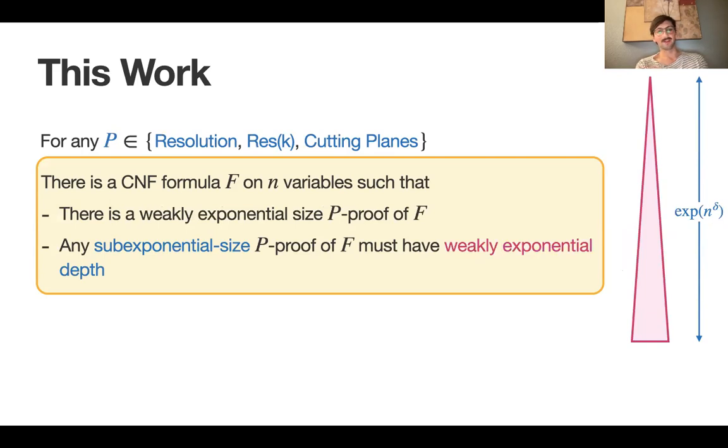We can show that there's a CNF formula on n variables which has a weakly exponential size proof, so like 2 to the n to the epsilon, or delta in this case. However, any sub-exponential size proof must have weakly exponential depth. So what this means is that we have this proof of 2 to the n to the delta size, but its depth is basically equal to its size. Like it's just a really, really long, skinny path. It's kind of a really paradoxical proof.